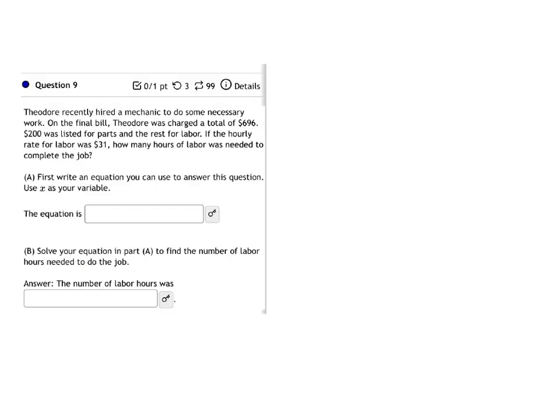Okay, this looks like a long problem, but it's really not that bad. This guy hired a mechanic to do some work. On the final bill, the total he was charged was $696. So that's going to be the total he's charged. $696 equals $696. So $200 was listed for parts. So he's charged $200. And then he's charged the rest for labor. Now, with labor, it's an hourly rate of $31. They're asking for how many hours of labor was needed.